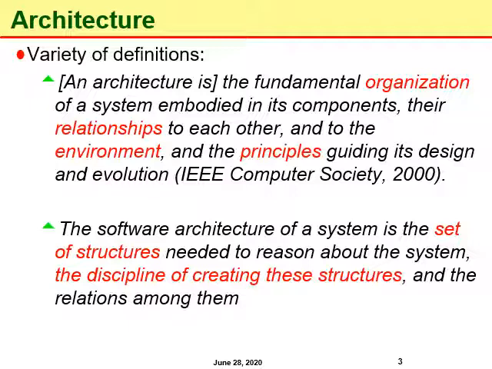Similarly, another definition of architecture states that the software architecture of a system is the set of structures needed to reason about the system. The discipline of creating these structures and the relations among them. So, the architecture of a software system is in fact the set of principal design decisions made about the system.